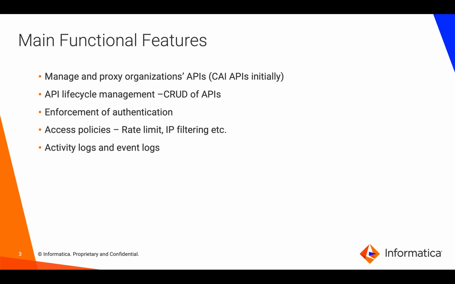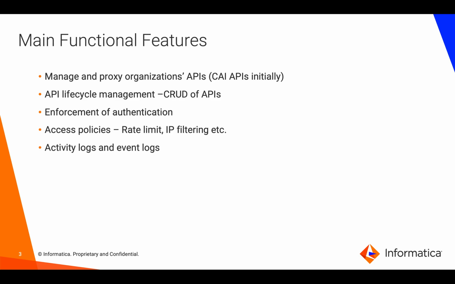The main functional features of API Microgateway is to manage and proxy your organization's APIs, so it is CI APIs initially. With the API Microgateway, you can have complete API lifecycle management, which means we would be able to create managed APIs, update them with access policies, and read those APIs which are created, and then if required, we would be able to delete those APIs as well.